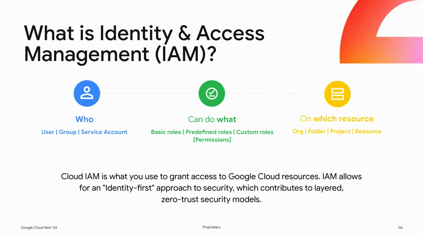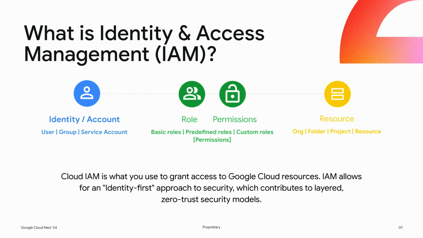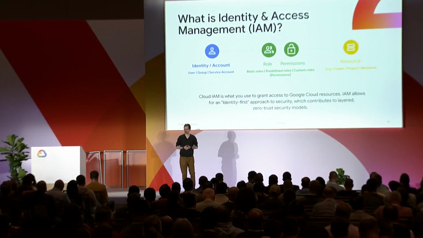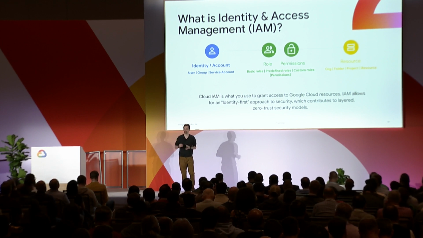So in identity and access management, when you're talking about the who and the what and the which, we're talking about things like users and groups and service accounts when we're talking about identity. When we're talking about what you can do, these are defined by roles and permissions within IAM, and we'll talk a little bit about each of these as we go along. And then finally, the what or the which thing that you get access to are resources. And this can be defined at various different levels within your projects and within your organizations.